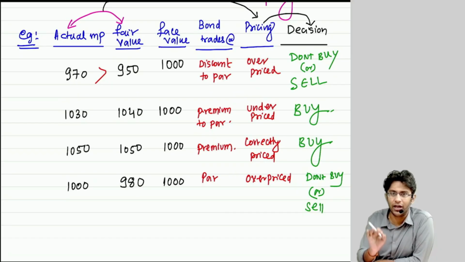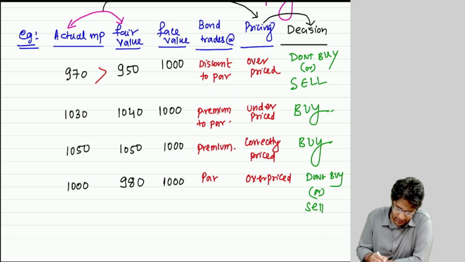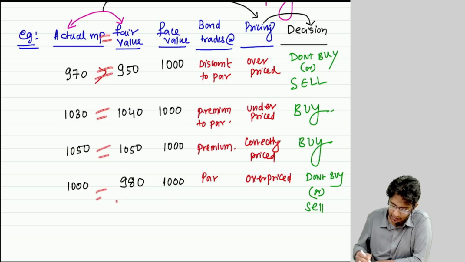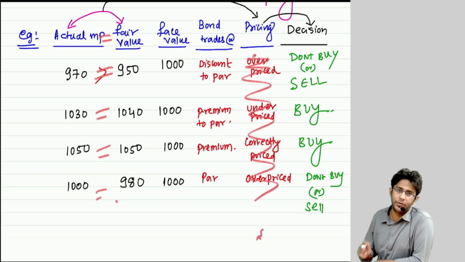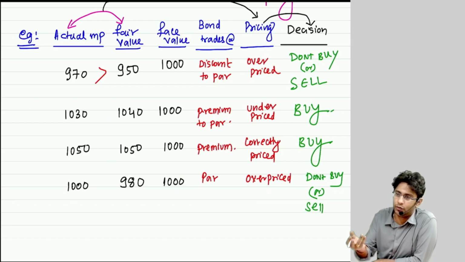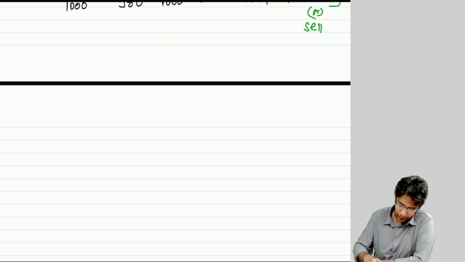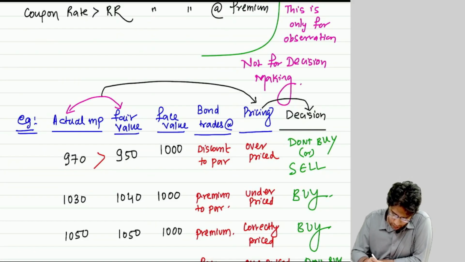But in a scenario where everything is correctly priced, then these both will be the same. Since they both will be the same, the bond is always correctly priced. Since the bond is always correctly priced, the answer is buy only. You do not even compare with anything. Okay. Now, the example we discussed.